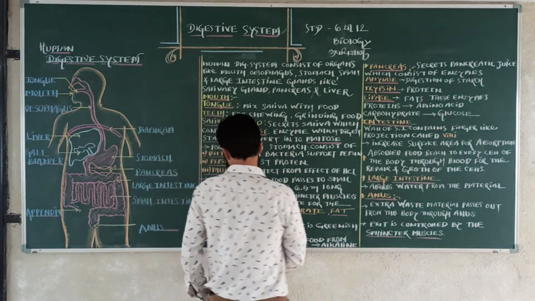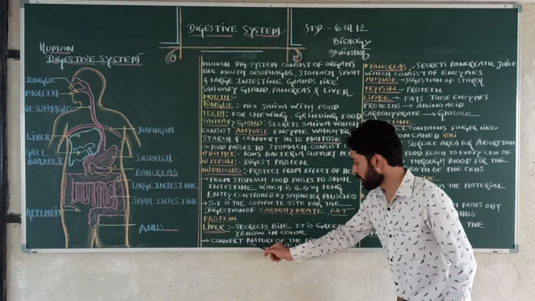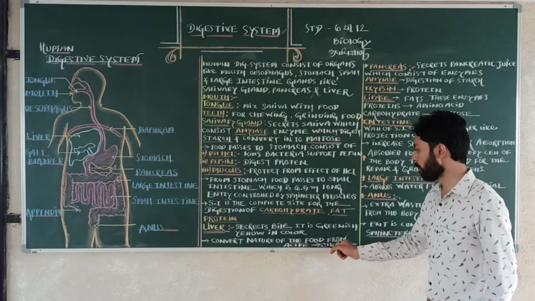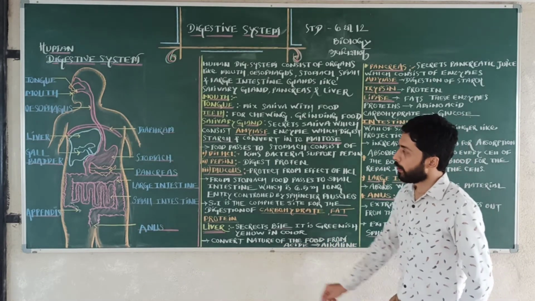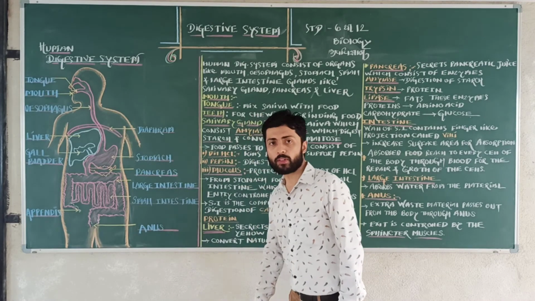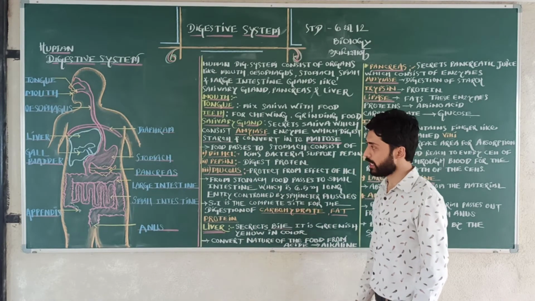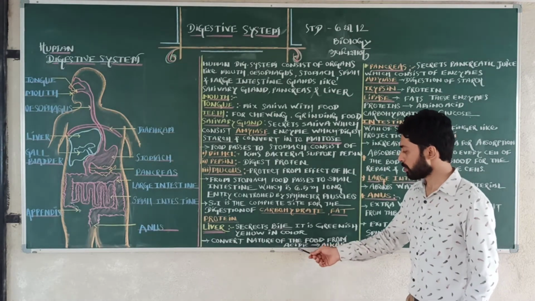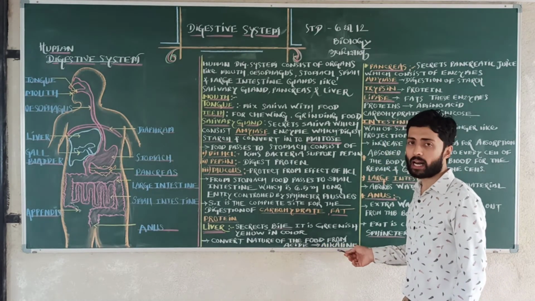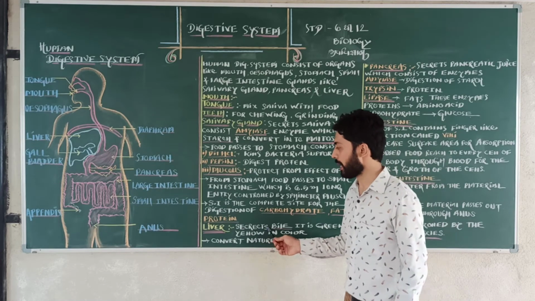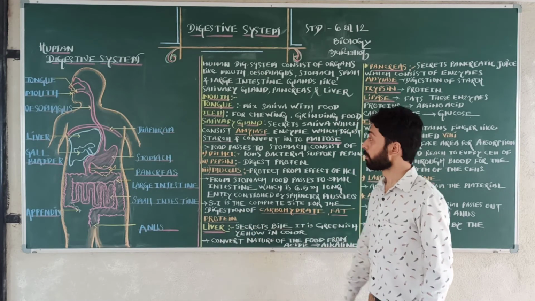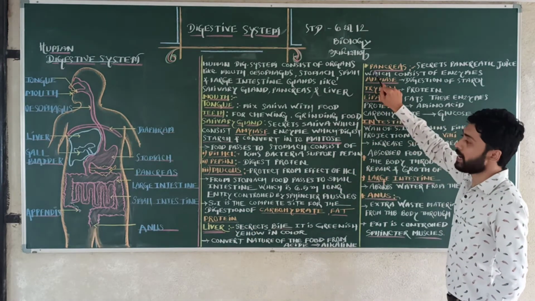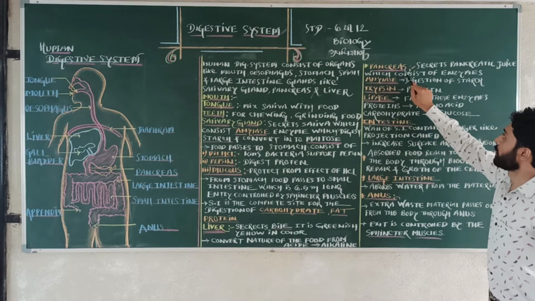Now let's see the function of this bile. Bile converts the nature of the food from acidic to alkaline. Up to the stomach, the nature of the food which we have taken is acidic, but now it has to be alkaline, and this conversion of acidic food into alkaline food is done by the bile, which is secreted from the liver. And our third gland included in the system is the pancreas.